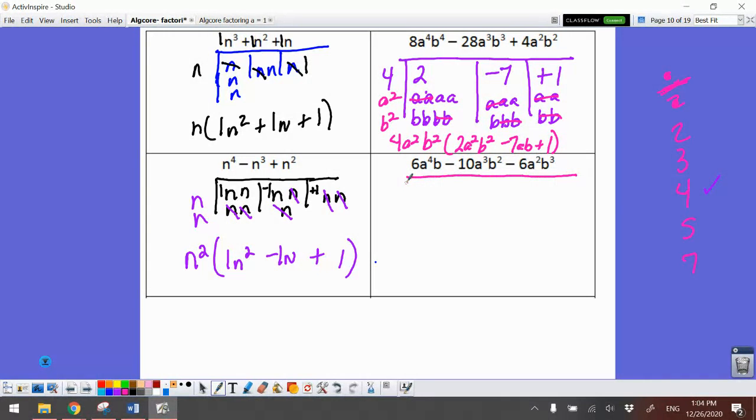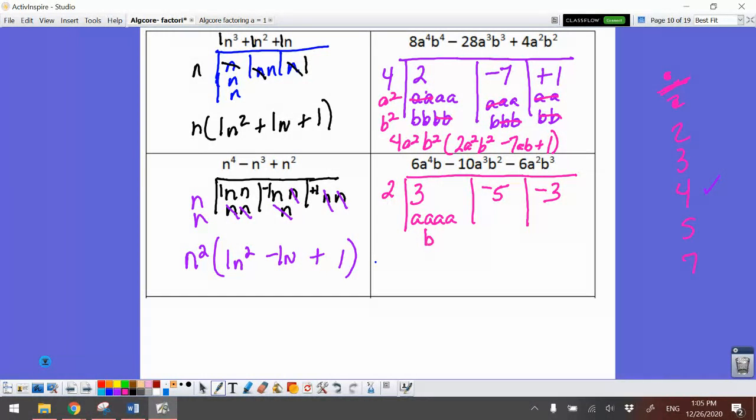All right, let's go to this one. What can I take out of 6, negative 10, and negative 6? Well, I can't take a 7, 5, or 4. What about a 3? Nope, 10 doesn't divide by 3, so I guess I'm going to have to take out a 2. 6 divided by 2 is 3. Negative 10 divided by 2 is a negative 5. And negative 6 divided by 2, that's a negative 3. And 3 and 5 are prime, so I'm done with that.